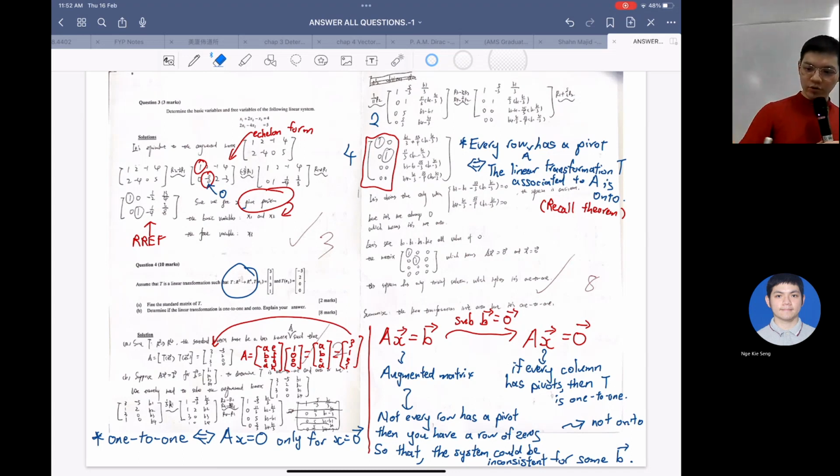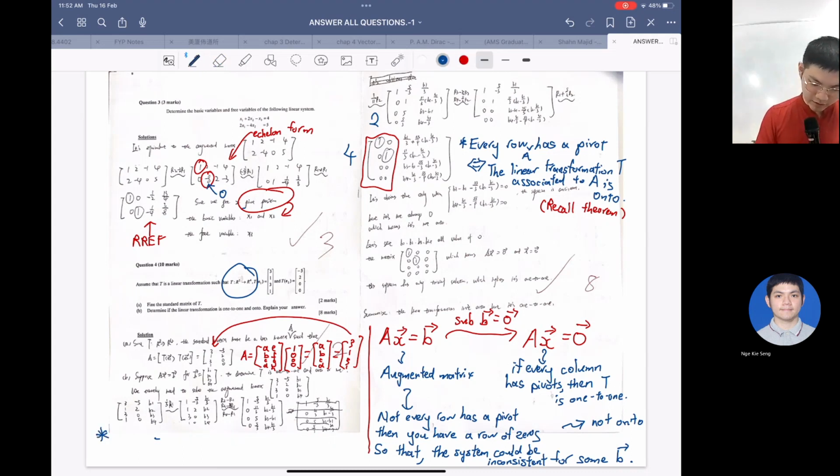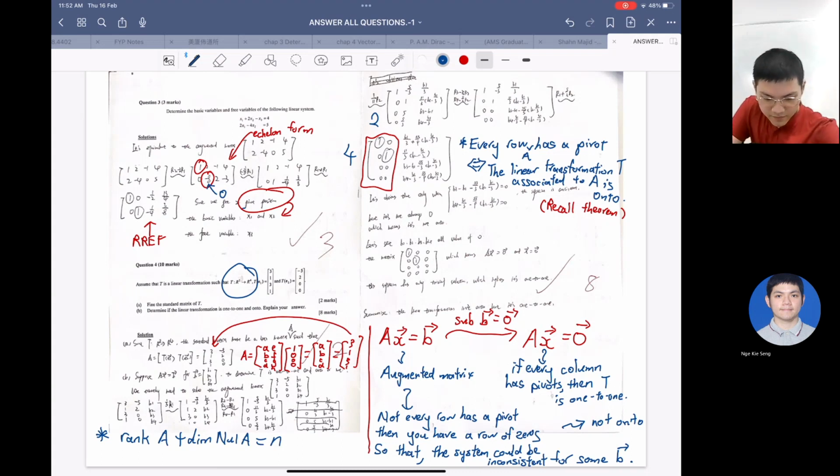Okay. Onto, you can use onto. There's one way you can see it. So we have the rank theorem here, which we learned yesterday. The rank of A plus the dimension of null A is n. Okay. So what's the n here? N here is what? M times n. So n is 2.